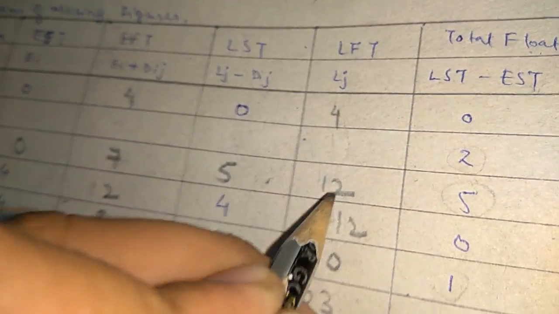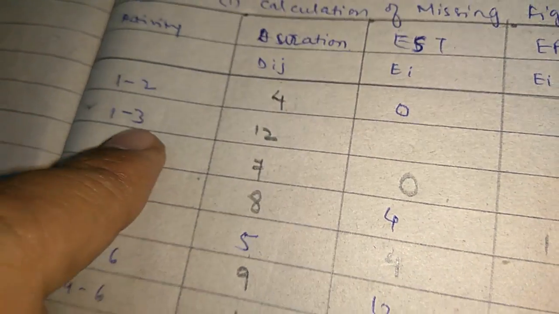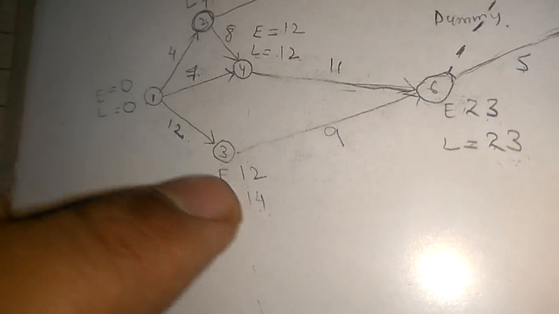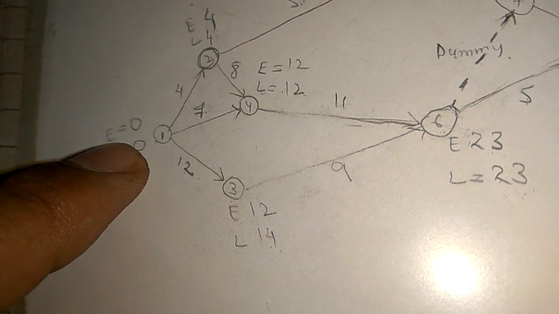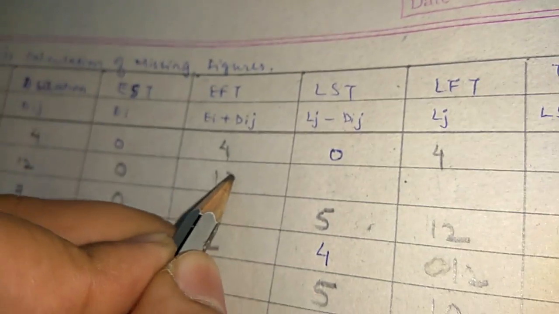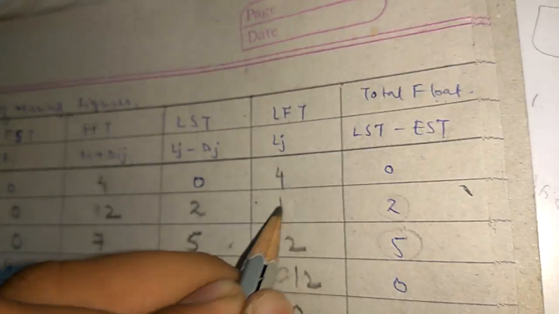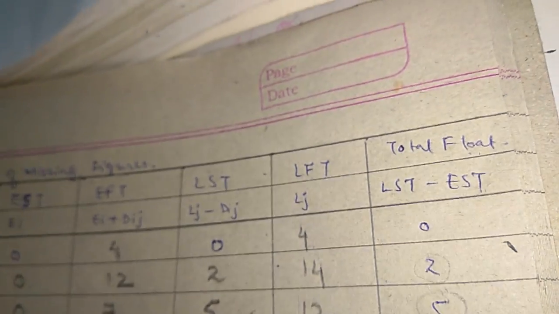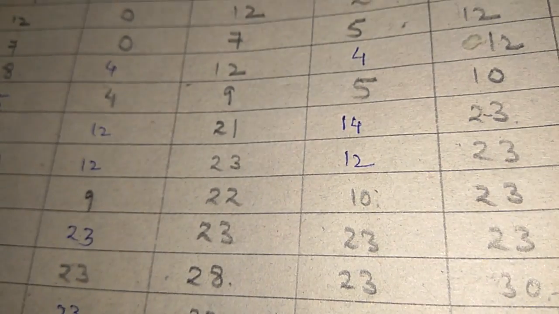Between activity 1 to 3, Ei is 0. This will be 12. Lj minus Dij, Lj 12, this will be 2, and Lj is 14. So all the missing figures have been found. Thank you, good luck.